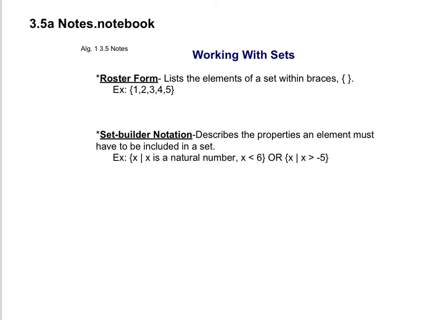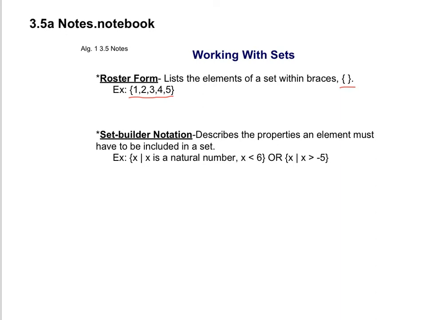Algebra 1 students, welcome to your 3.5 notes. Today we're going to be working with sets, and the first form of a set is roster form, and that's what lists the elements of a set within braces. So you can see that we have an example of some braces right there, and here is our example of a set in roster form. 1, 2, 3, 4, 5.